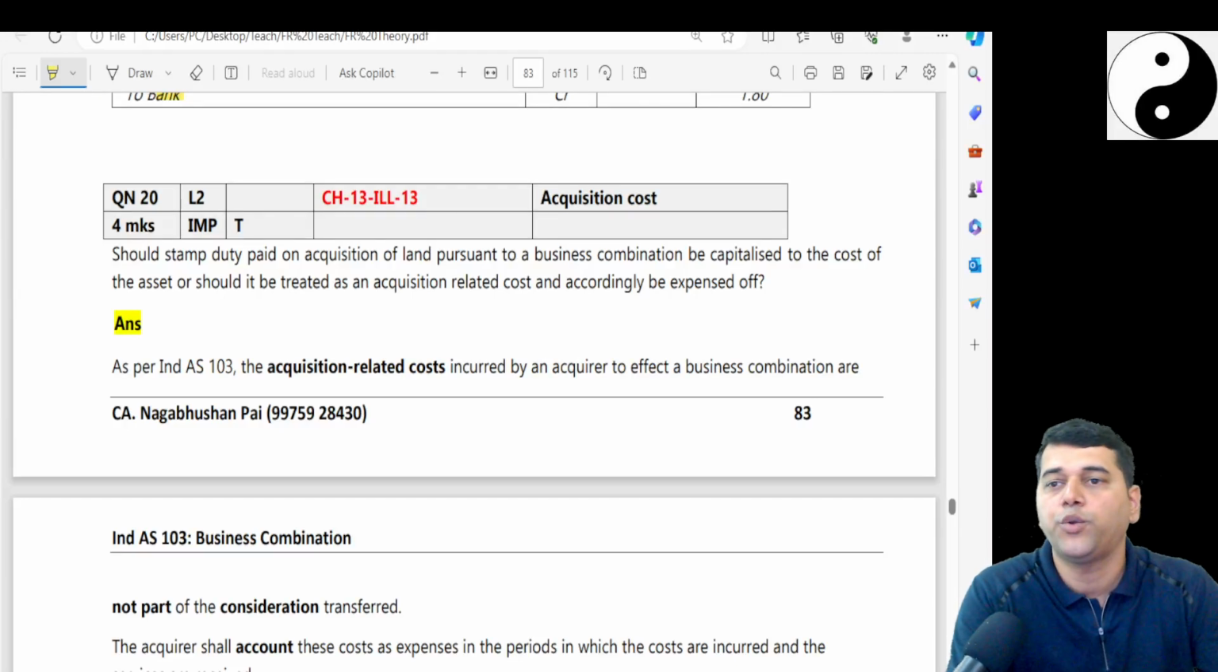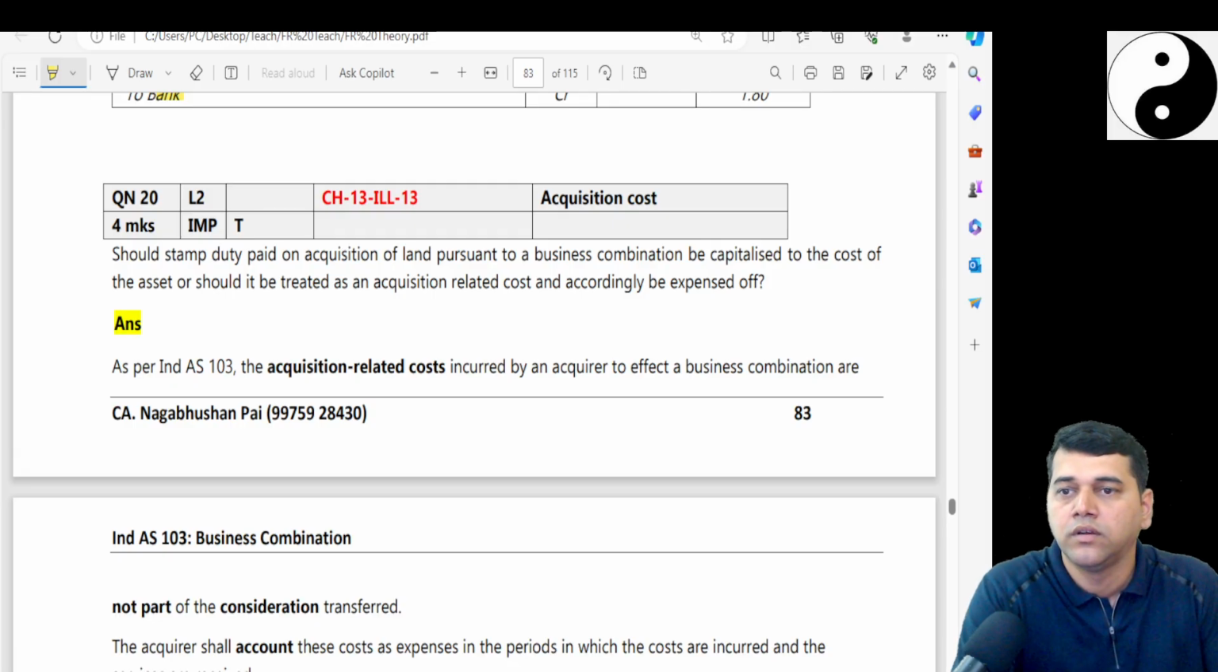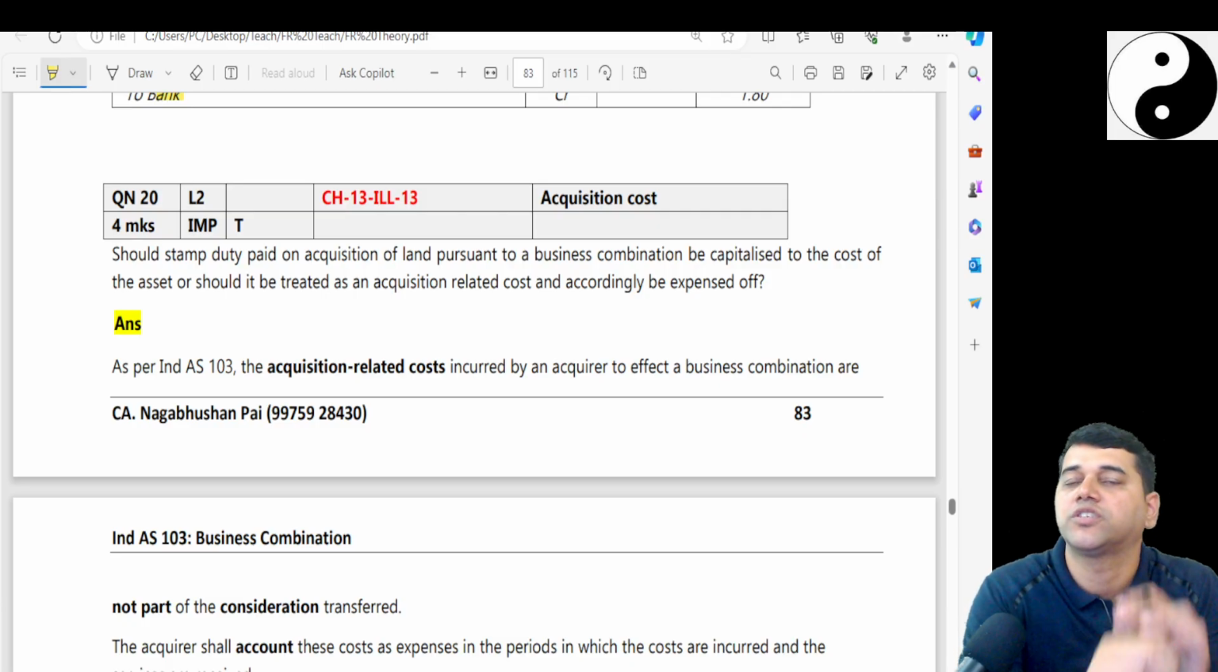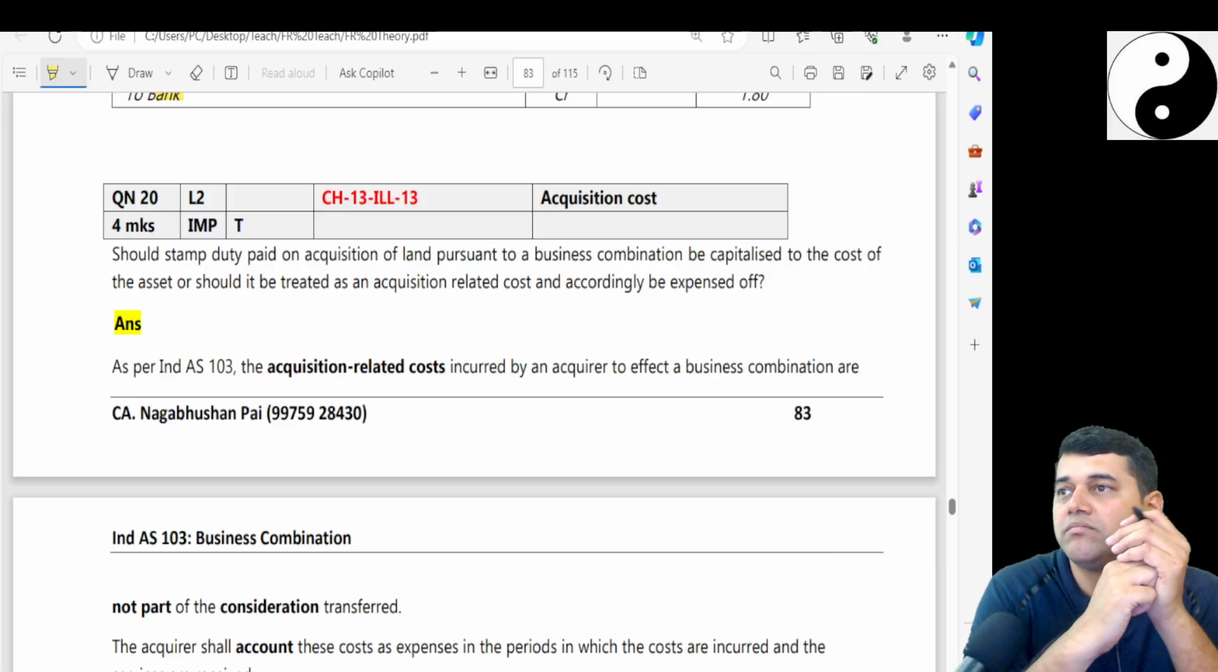So question number 20. Should the stamp duty paid on acquisition of the land on business combination be capitalized to the asset, or should it be treated as an acquisition cost and transferred to the P&L?